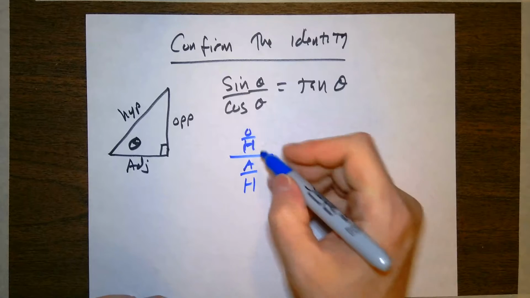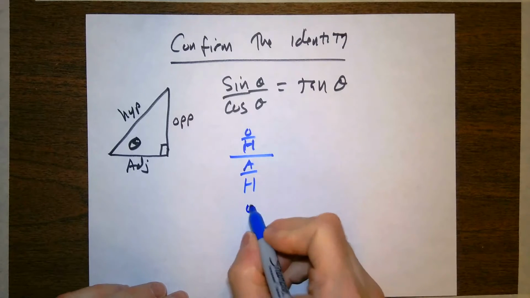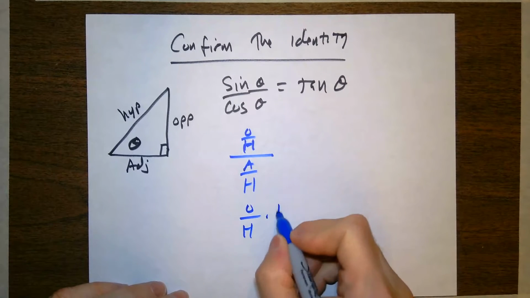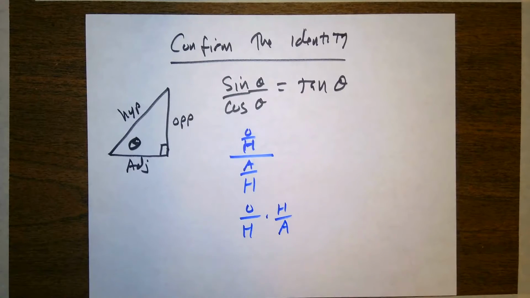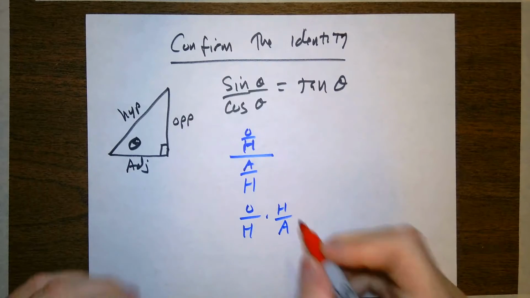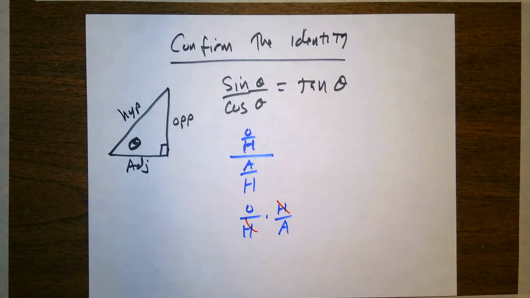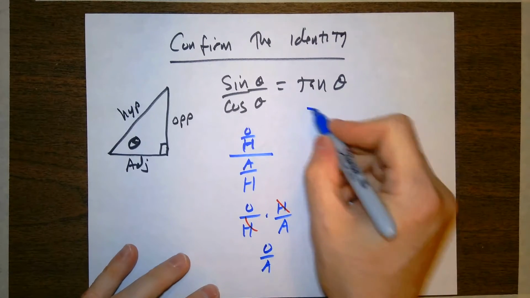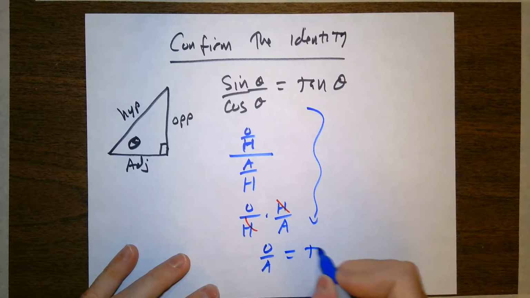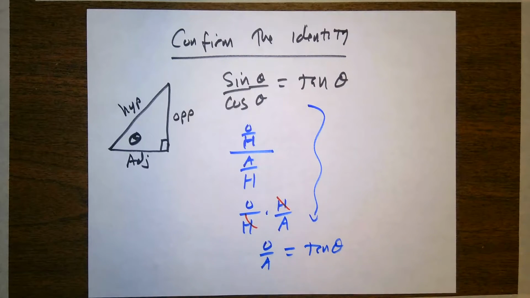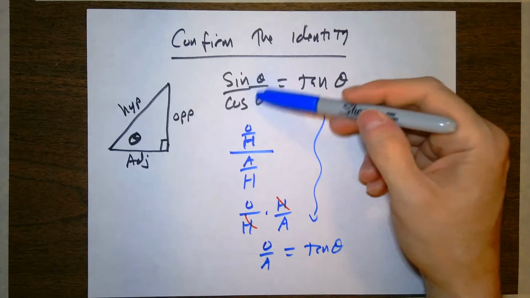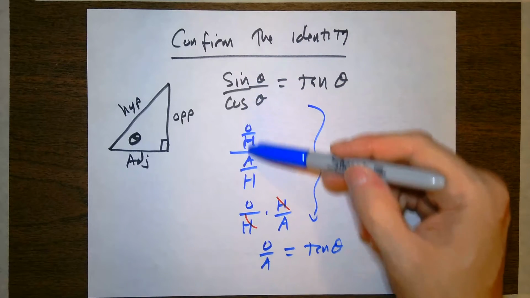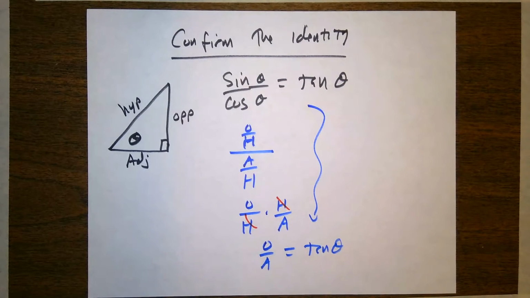If I simplify this expression, change dividing to multiplying, opposite over hypotenuse times hypotenuse over adjacent, we can see that the hypotenuses cancel, and I get opposite over adjacent, which is indeed tangent. So I've proven it. I've taken this side and I've worked on it to show that it really is the same as the other side. Let's take a look at confirming another identity.